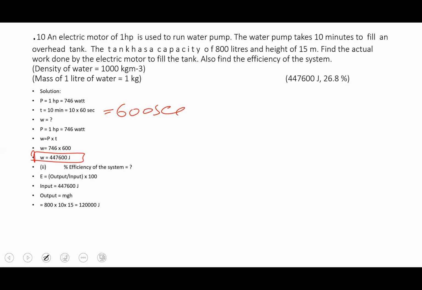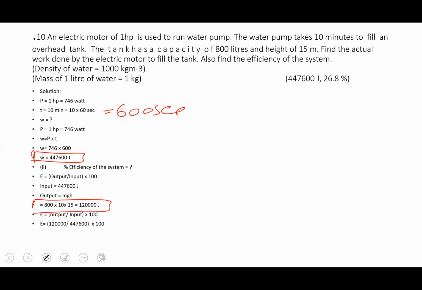So it is 800 liters, or you can say 800 kilograms, multiplied by 10, which is the acceleration due to gravity, multiplied by the height, which is 15 meters. So when we multiply it, we get 120,000 joules. So output over input multiplied by 100. So this is our output, and the 447,600 is our input. Let's see.